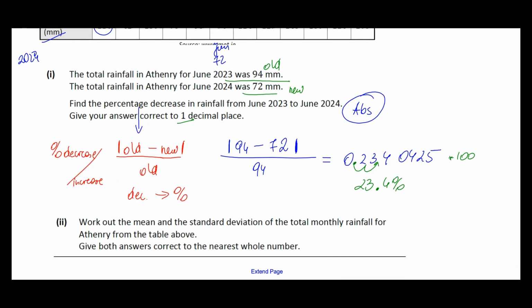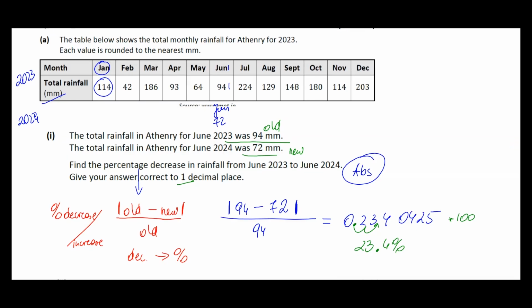Okay, let's have a look at the second part of this question. We have to work out the mean and the standard deviation of the total monthly rainfall for Athenry from the table above. Give both answers correct to the nearest whole number. Now, when it comes to mean, we can do that in a simple way. Generally we add up all those values, that's the way we calculate mean. Then divide it by how many values we are adding, and here we add 12 values for 12 months, put it in the calculator, and we're going to get the mean.